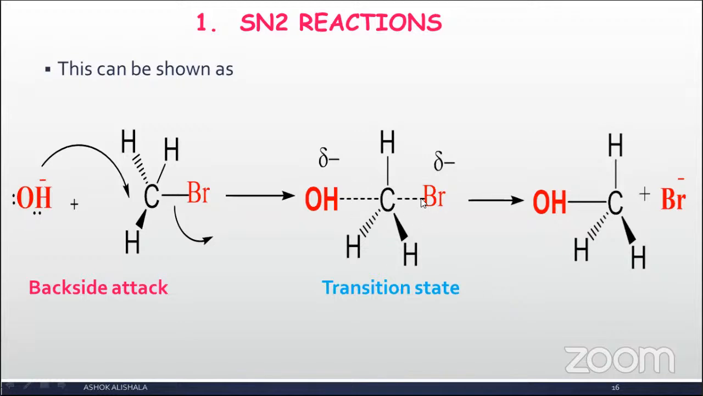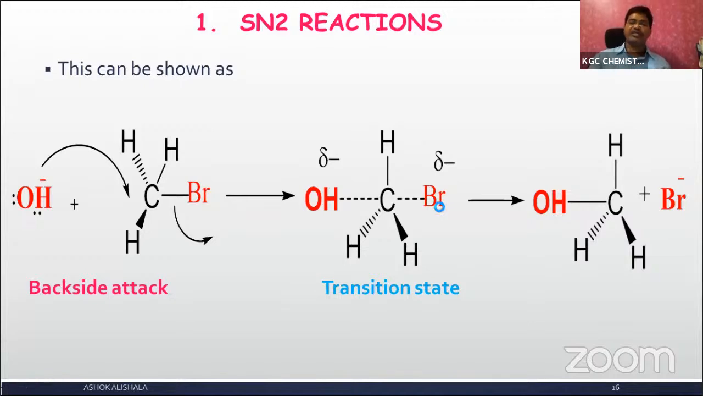sp2. But you remember these 2 bonds are also there. These are ignored because they are not covalent bonds, just overlapping of the filled p orbital of the OH with the empty orbital of the carbon. Here also, empty orbital of the carbon and electrons of the bromine. That's why these bonds are not considered for the hybridization calculation. Only these bonds are covalent bonds, and it is sp2 hybridized, and the bond angle is 120 degrees.